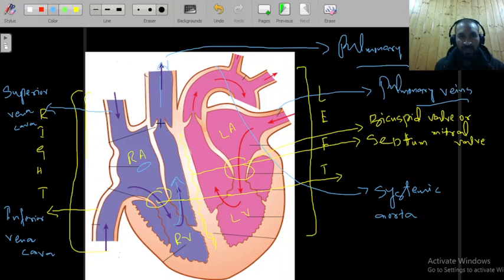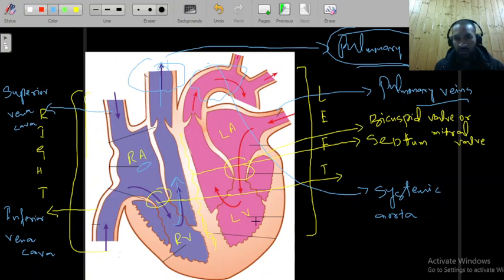Now, if you see these arteries, which actually take blood away from your heart. One is your pulmonary artery here. The other is your systemic aorta. In the pulmonary artery, the blood is pumped by the right ventricle, and into the systemic aorta, the blood is pumped by the left ventricle.